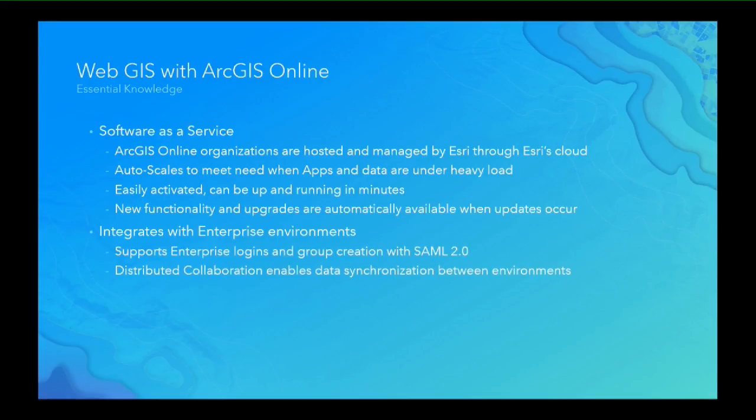All right, and then with distributed collaboration, I'll talk a little bit more about this. There's the ability to coordinate content from your ArcGIS Enterprise to ArcGIS Online. So we have this new capability that actually copies content from one architecture to the other to keep that data in sync. So you only have to manage it in one location, but can still view up-to-date content in that location.